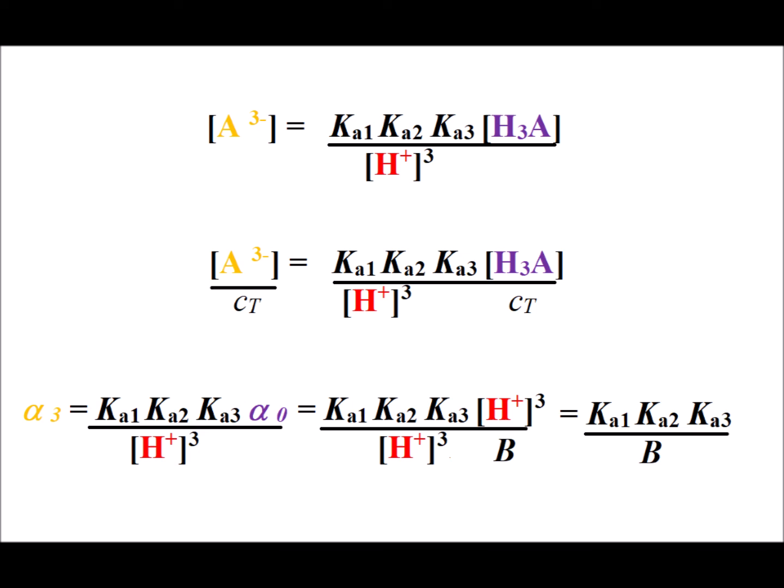To determine the final alpha value, we have our last expression, the one for the concentration of A3 minus. And again, we divide each side by C sub t. We notice that the left-hand side expression is simply alpha sub 3, and it's color-coded to remind us which concentration goes with which alpha value. On the right-hand side, we have the expression concentration of H3A divided by Ct. Again, we recognize that as being alpha sub 0, and we make the appropriate simplifications algebraically, and then we get that alpha sub 3 is equal simply to Ka1 times Ka2 times Ka3 divided by b.